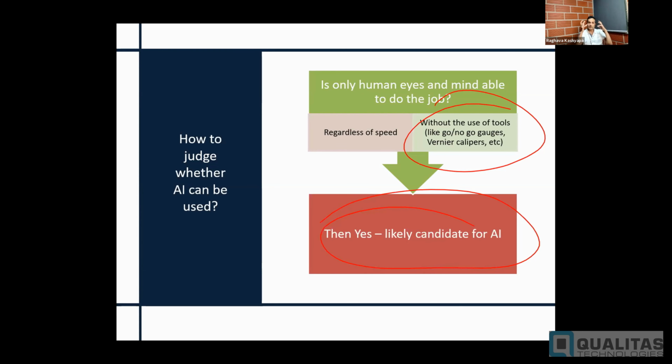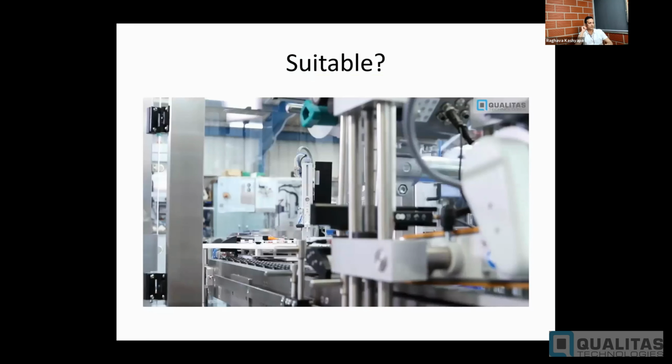If the answer is no, you need some tool or some instrument, then it's not just the human eye, it's the instrument also that is doing this application, or it's providing some input to that judgment. And so AI is not really a good use for this candidate application. So let's take a look at an example, right? Can you tell me if this is suitable for AI or not? So let me play this video.